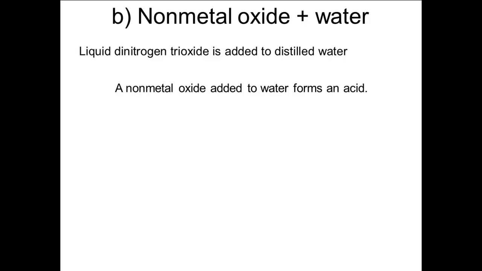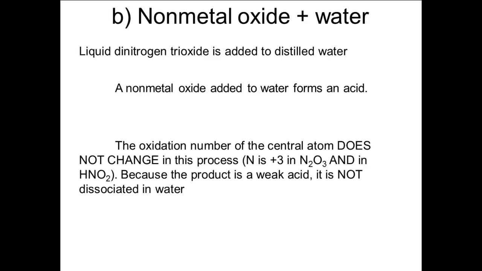The key in this type of synthesis is that the oxidation number of the nonmetal in the oxide does not change in this process. In N2O3, the oxidation number of the nitrogen is +3, so it must be +3 in the product as well. This means the product is HNO2, not HNO3. Since HNO2 is a weak acid, it is not dissociated.